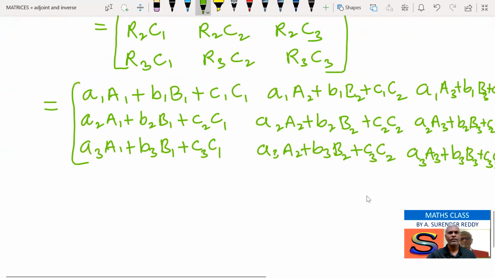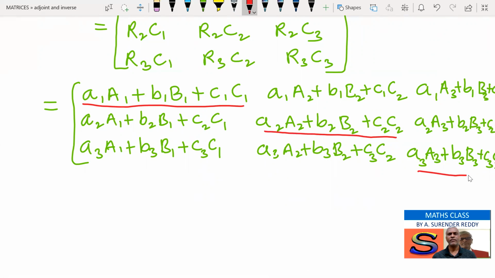Now we know what a determinant is. So a1A1 plus b1B1 plus c1C1 is nothing but a determinant. Here this is nothing but a determinant, and this is nothing but a determinant. The sum of the products of the elements with the cofactors of any row or any column is the determinant.